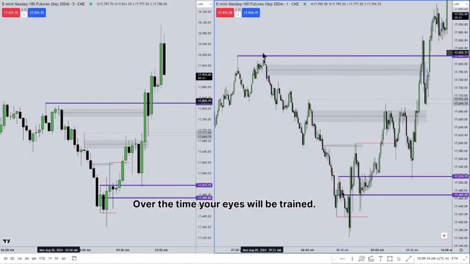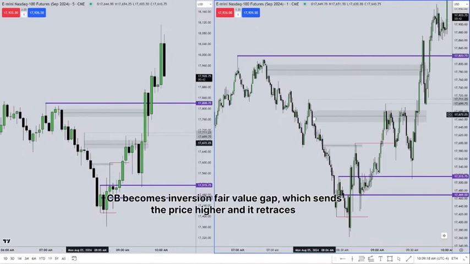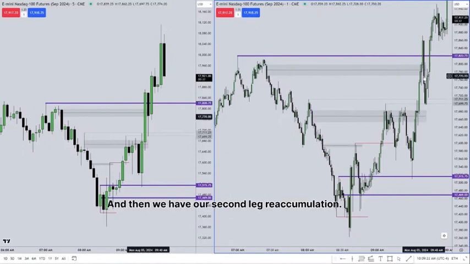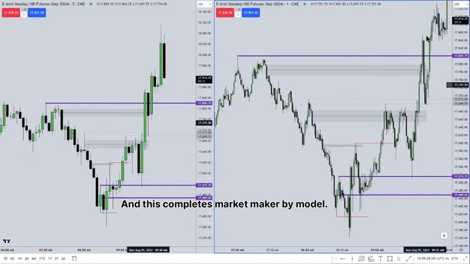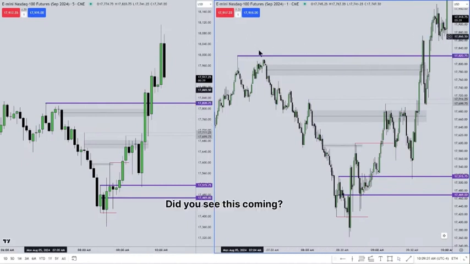Over time, your eyes will be trained. Look at here, the CB becomes an inversion fair value gap, which sends the price higher, and it retraces back, and then we have our second leg reaccumulation. The algorithm pushes the price through smooth swing highs, and this completes the market maker buy model. Did you see this coming?